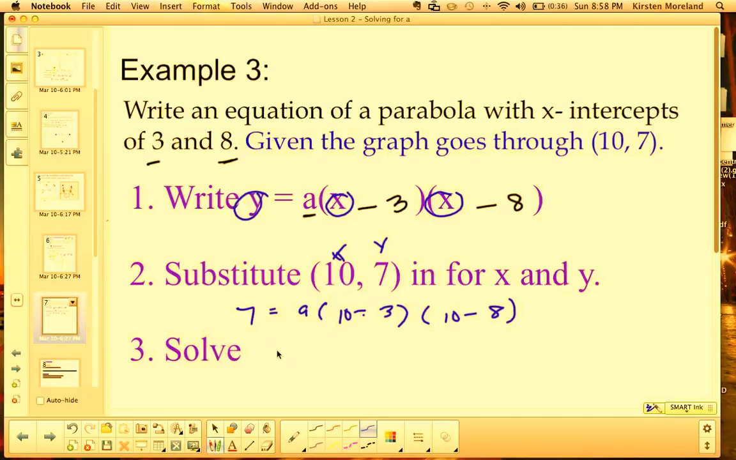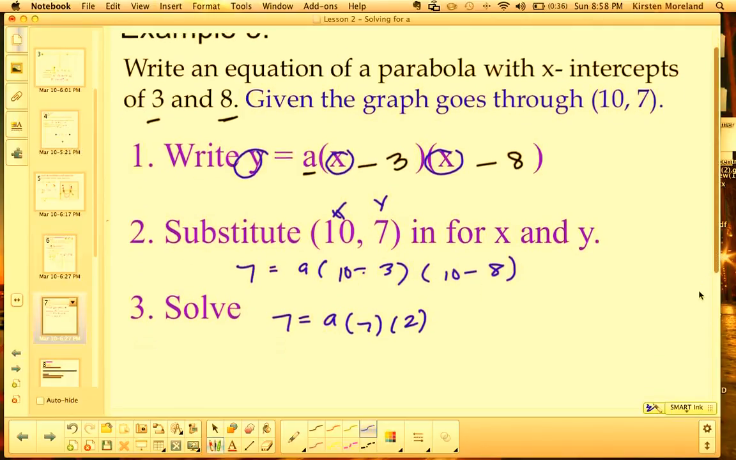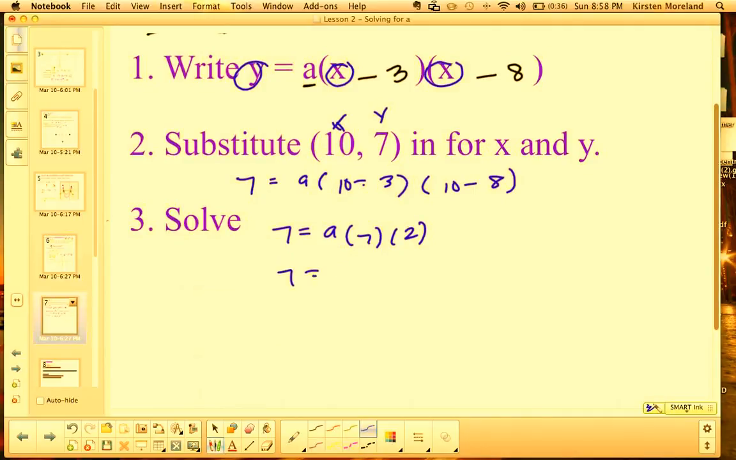So I end up solving now. I get 7 equals a times 10 minus 3 is 7, and 10 minus 8 is 2. So I get 7 equals a times 14. And again, this is being multiplied, so the opposite is to divide. I'm going to divide by 14. a equals 7 over 14, which is equivalent to 1/2.